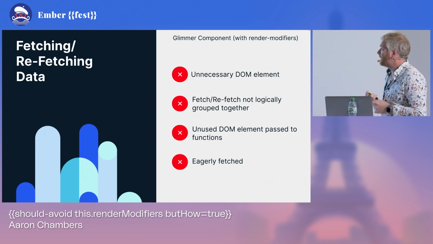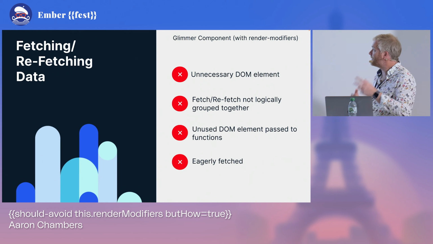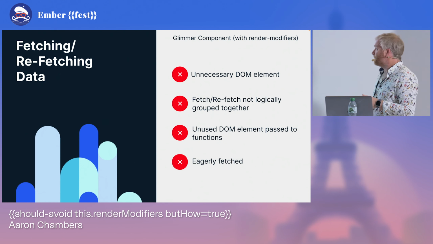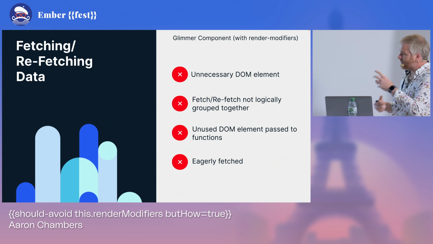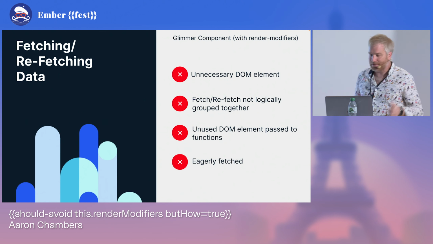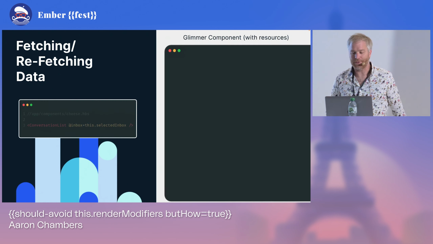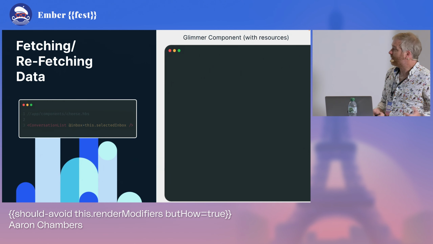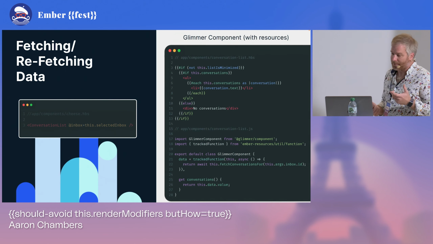So using render modifiers for this sort of scenario, we got the unnecessary DOM element where the fetching and refetching is not logically grouped together. And we have the unused DOM elements being passed in, and it's eagerly fetched when, why should we pay the cost when we don't need to? So this is where resources come in. They're a great way to encapsulate this behavior.